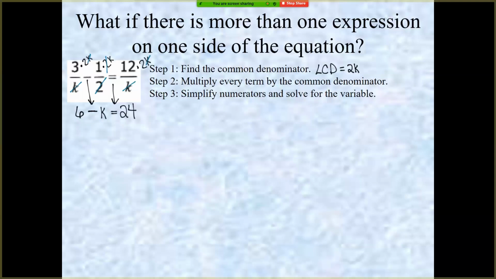Now I just have a linear equation I need to solve. I would subtract 6 from both sides. So negative k equals 18. Make sure you bring that negative down with your k, or the minus sign. And then you have 2 options to get rid of that negative sign. You can divide by -1, or you can multiply by -1 to get k equals -18. Final answer.